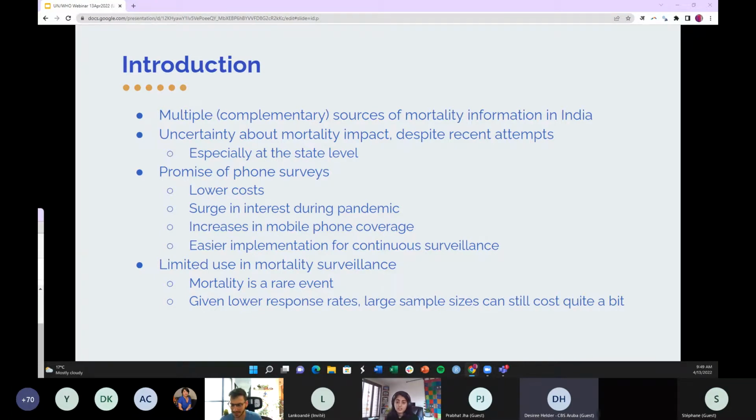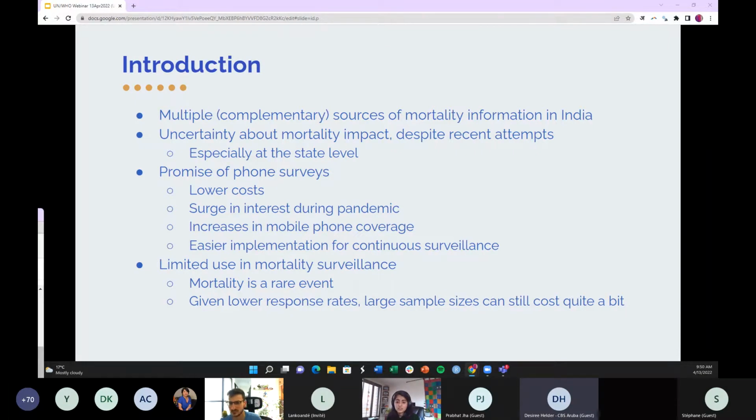The costs are significantly lower than in-person surveys. There has been a surge in interest during the pandemic. And of course, increases in mobile phone coverage in many developing countries have made it possible to at least attempt to reach a large target population. Their implementation is also much easier for continuous surveillance.